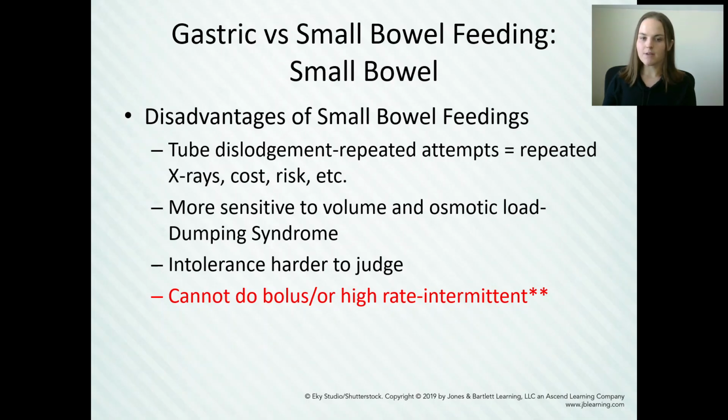And then of course, if you're feeding into the small intestine, you do need to be mindful of volume as well as the osmotic load. So a high osmotic load or too much formula at one time can cause dumping syndrome, and it's a little bit harder to pinpoint exactly what's going on. So with intolerance issues, it's hard to pinpoint if it's the formula, the volume, just the fact that it isn't as natural to feed all of those nutrients directly into the small intestine, so there's a little bit more to figure out.